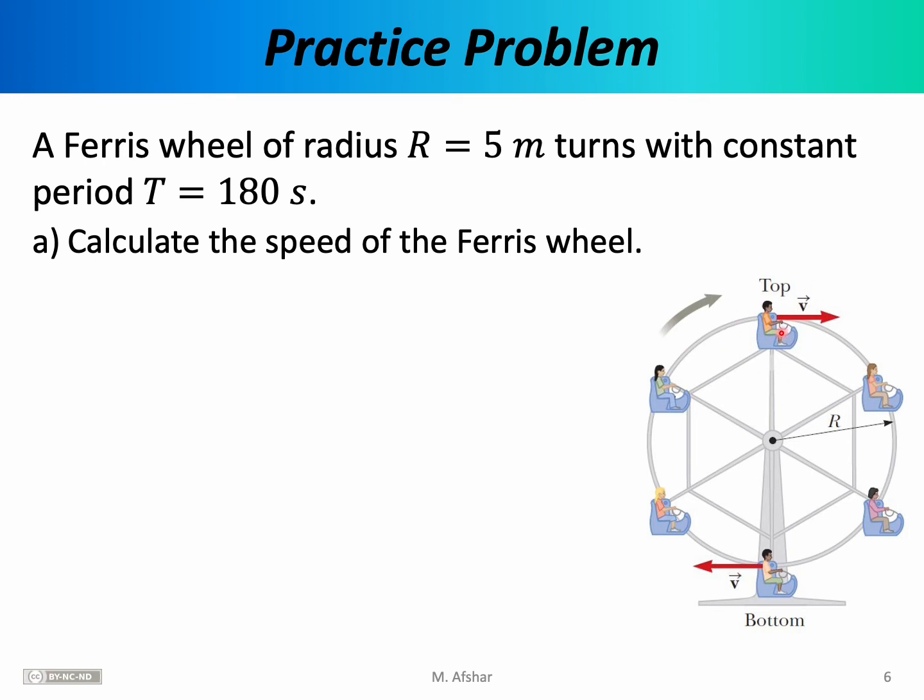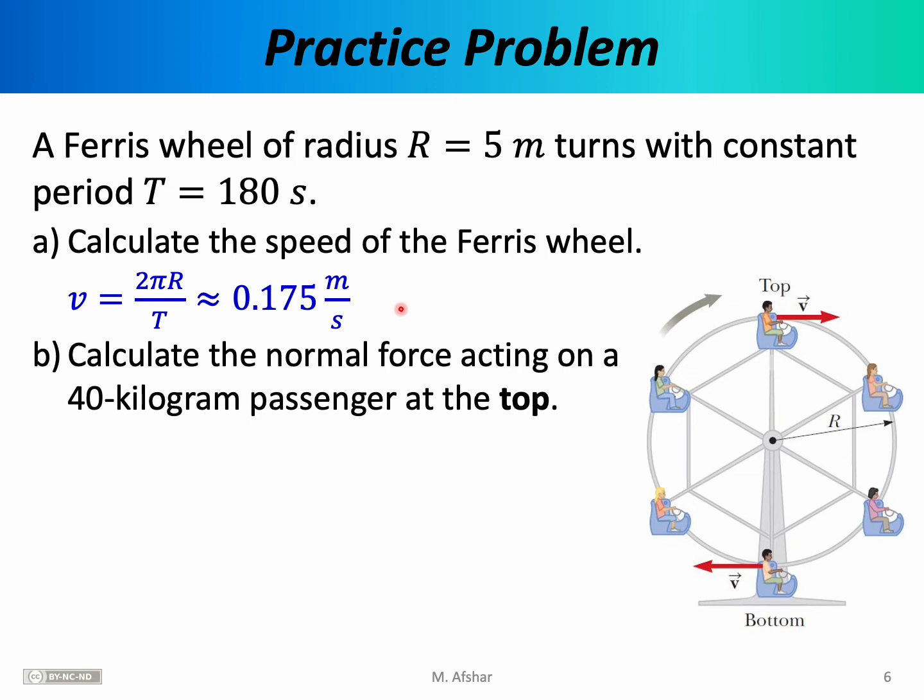Now, if we focus on one passenger, for example, the passenger at the top, we know that this passenger is going to go around the circle once in 180 seconds. The distance that the passenger travels is simply the circumference of the circle, so 2 pi r, and the time it takes to travel this distance is 180 seconds. So we can calculate the speed simply by dividing distance by time. Plugging in the numbers, we find that the speed of this passenger is 0.175 meters per second. Now that's the easy part of this problem. Here's a slightly more interesting part. Calculate the normal force acting on a 40 kilogram passenger at the top.